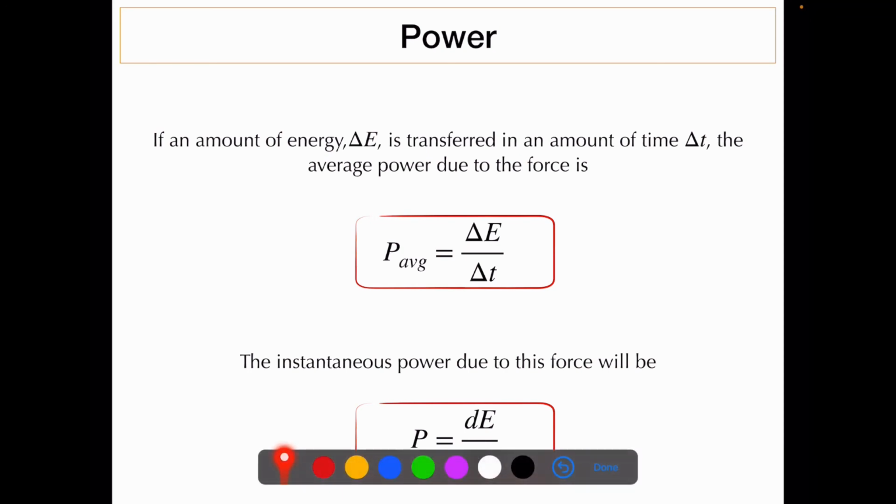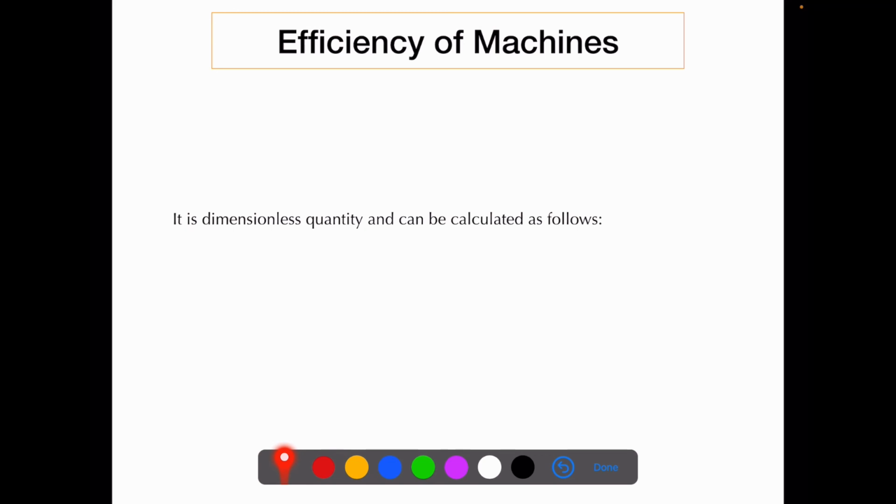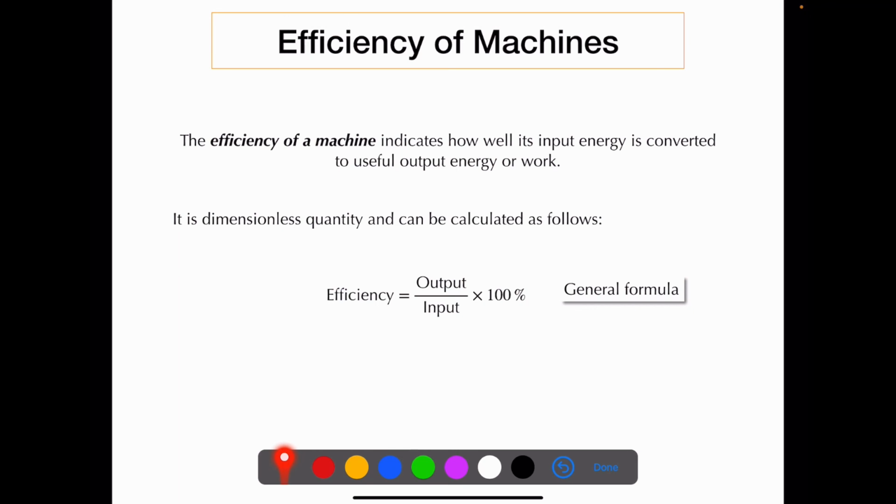Okay. And the last thing now is the efficiency of machines. Efficiency of a machine indicates how well its input energy is converted into useful output energy, and it is a dimensionless quantity because it is a ratio between two terms of similar dimension. The general formula for efficiency is output divided by input times 100, and output can be in terms of energy or in terms of power.